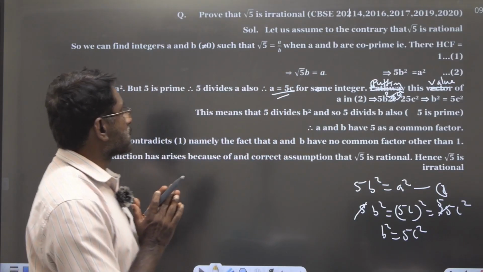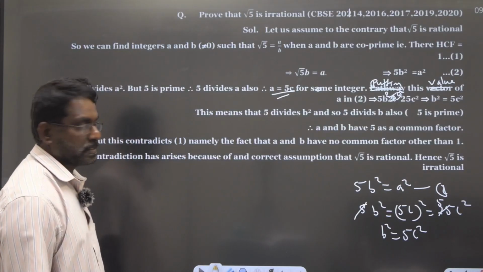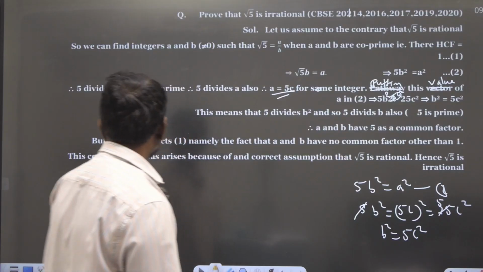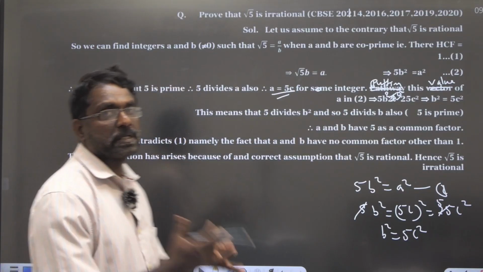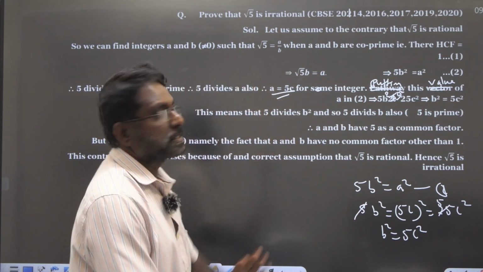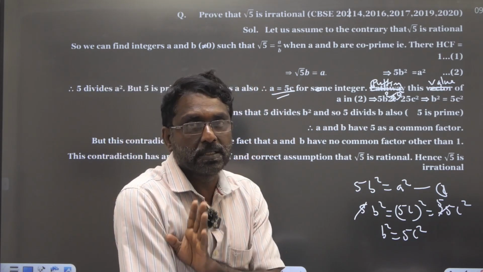So this contradicts our assumption that A and B have no common factor other than 1. That means our assumption is wrong. As our assumption is wrong, the claim that root 5 is rational is wrong. Then the only possibility is there.